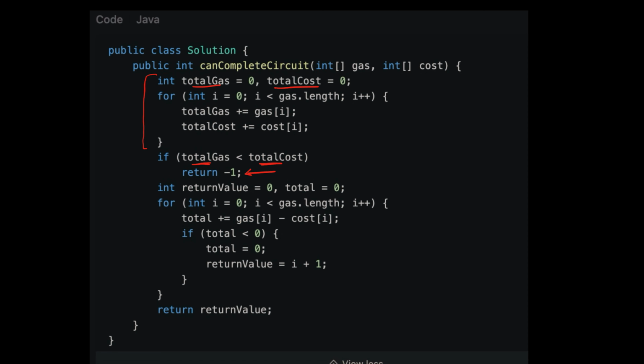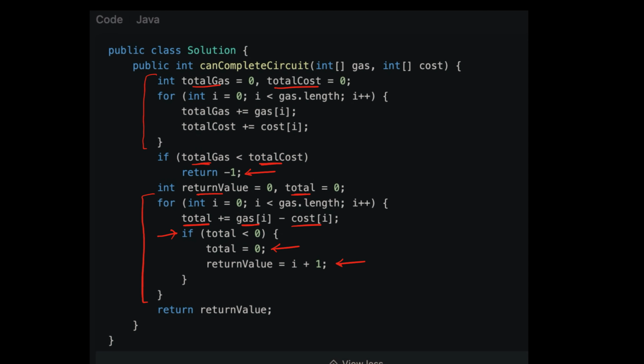After that, I'm initializing two variables. The return value will hold the starting index and total will hold the gas available in the car tank. We then start a for loop to iterate through all of the elements and calculate the difference between the gas and the cost, and the difference is added back to the total. If the total is less than 0, it means that we are running short on gas, so we reset the total to 0 and start the circuit from the next element.